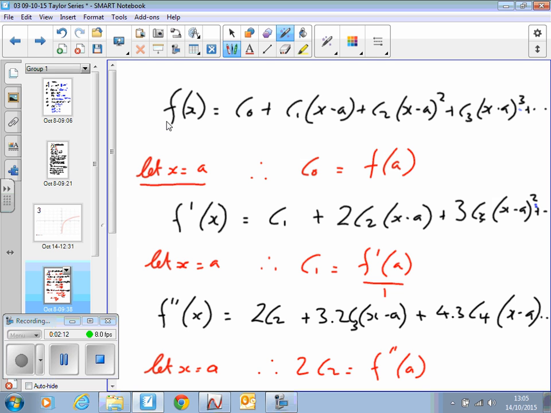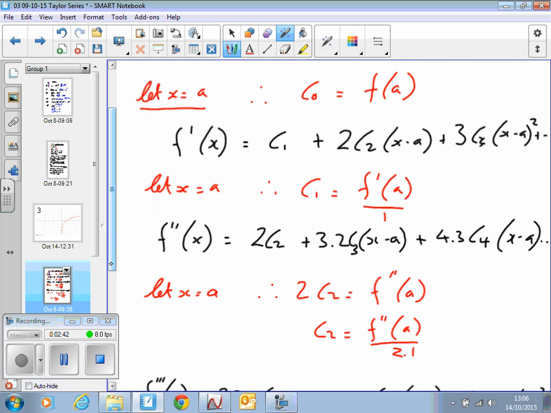Now what we do is, again, we let x equal A. If we let x equal A, all the terms disappear apart from the first term. So, C1, remember we're after all these coefficients, we found C0, now we found C1. C1 is the value of the first differential divided by 1, and we'll see that that's going to be a handy thing to think about as we carry on, because we're looking for a pattern.